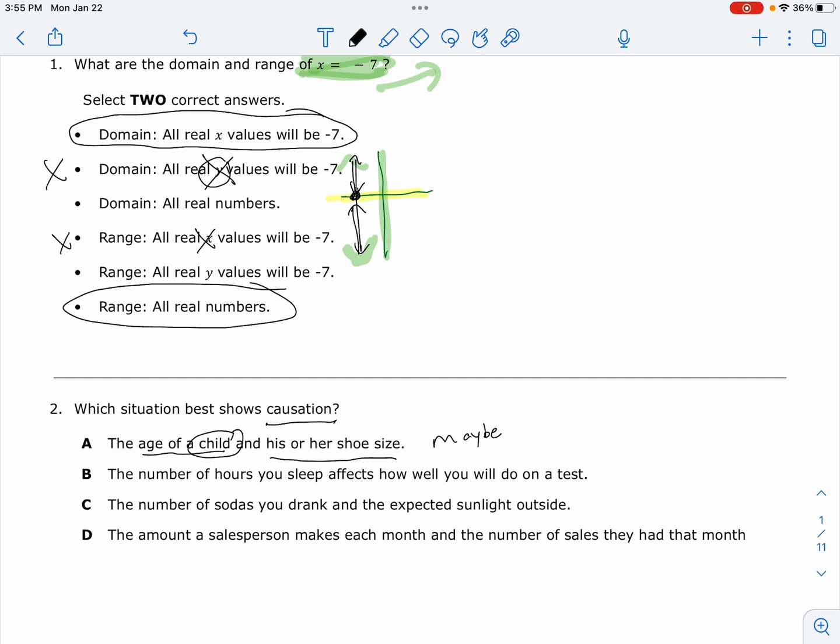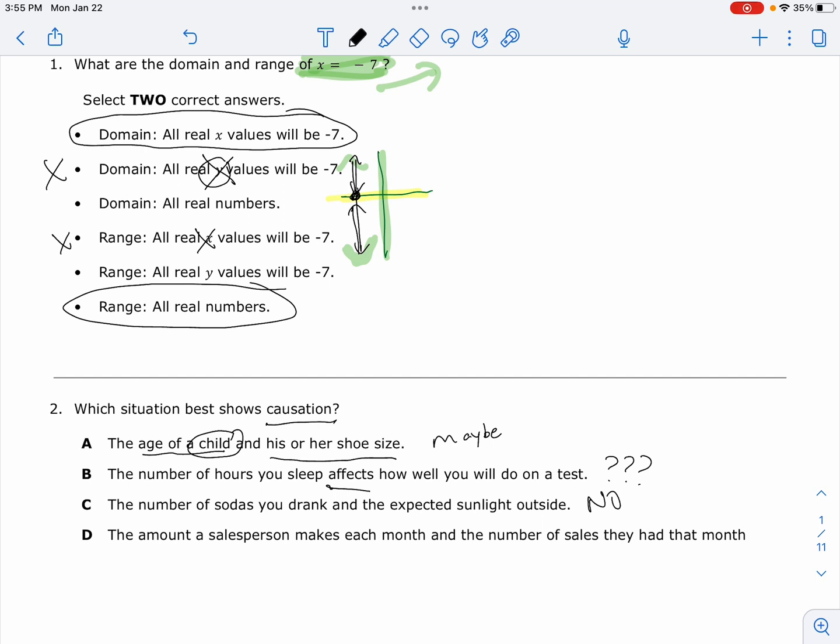The number of hours you sleep affects how well you will do on a test. Well, it may affect it. I'm not sure. Some people don't really require sleep or require as much sleep, and you may be able to function pretty much as well with or without a lot of sleep. The number of sodas you drank and the expected sunlight outside. That is completely ridiculous. No, that's nonsense. Miss Jones drinks a lot of soda every day. Some days it rains, some days it shines.